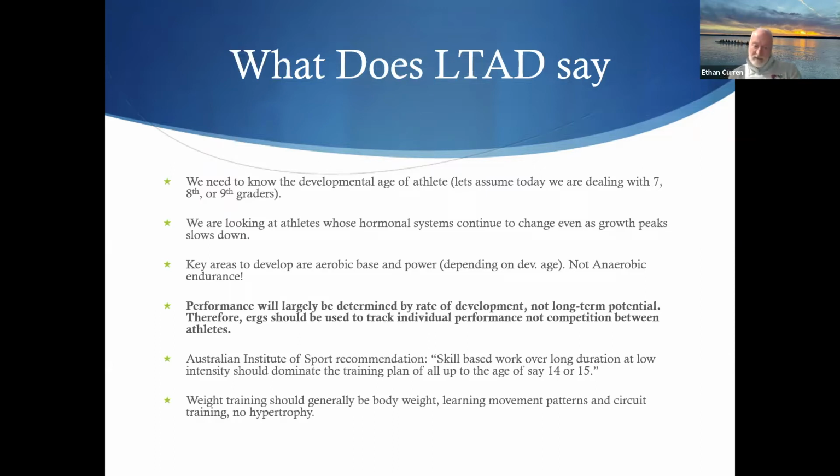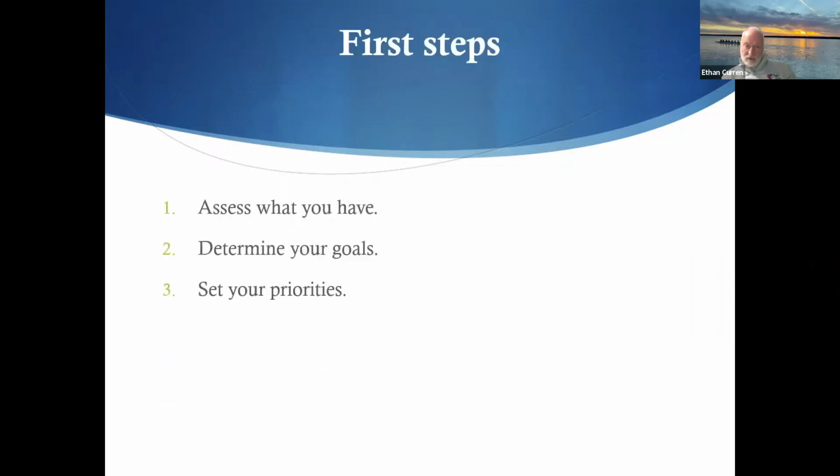The Australian Institute of Sport recommendation says skill-based work over long duration at low intensity should dominate the training plan of all up to the age of, say, 14 or 15. So what does that mean? It means a lot of technical work, a lot of low intensity, steady state. You don't need to be trying to just race all the time. And the weight training should largely be about learning movement patterns. You're not trying to get a lot of this max super strength stuff. It's just not appropriate for this age group.